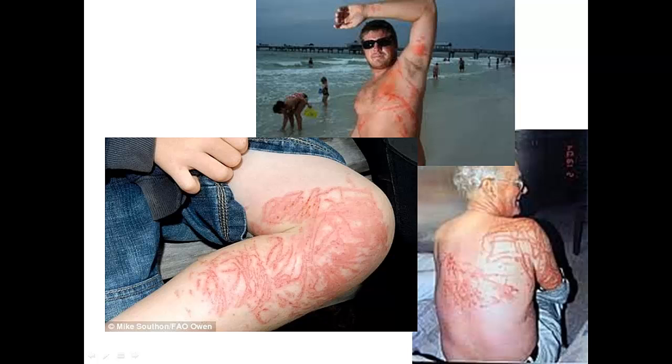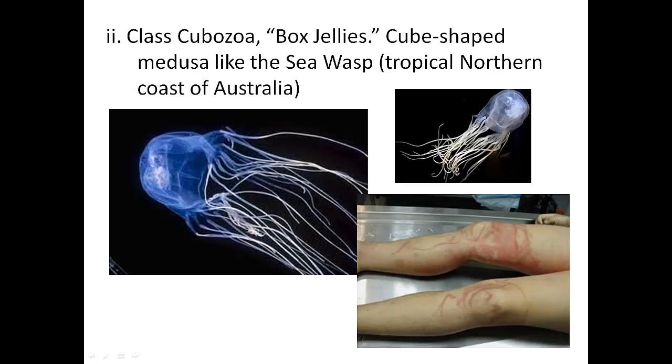Class Cubozoa are known as box jellies, and these are medusae, so they can swim, and they're more cube-shaped than the jellyfish that you probably think of when you think of the word jellyfish. The sea wasp on the coast of Australia is very, very toxic, so these are stings down here from a sea wasp. And here's a little bit about box jellies.